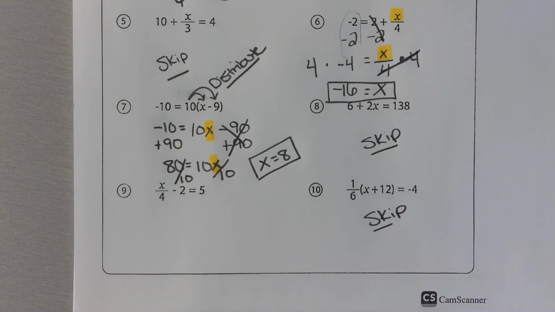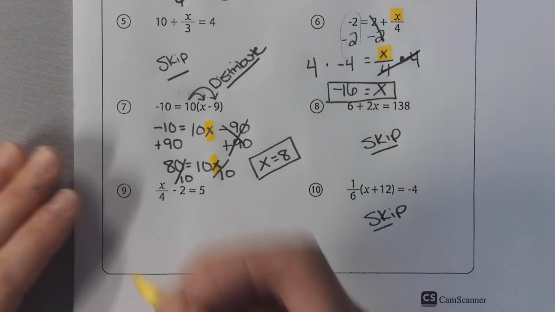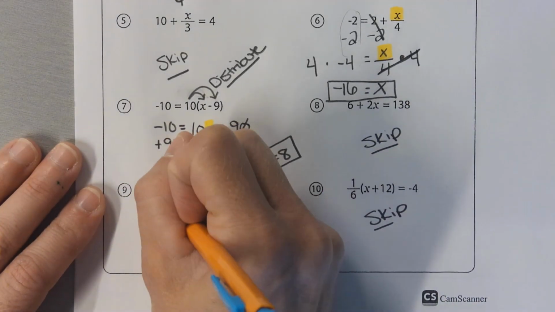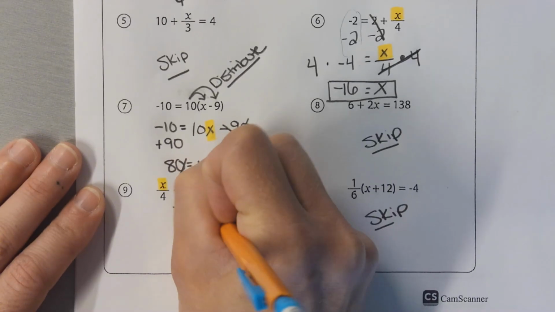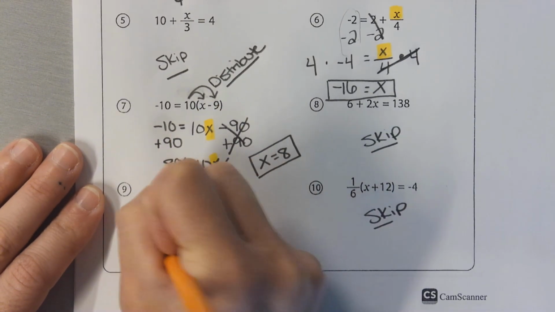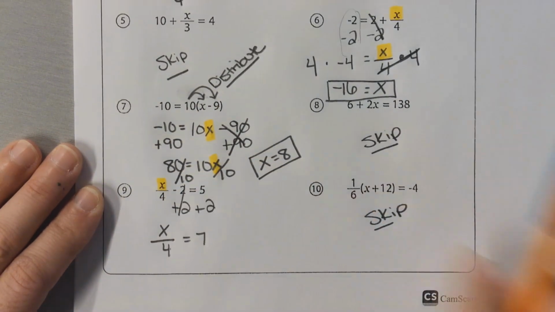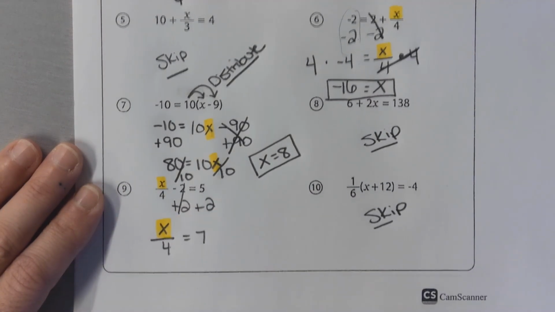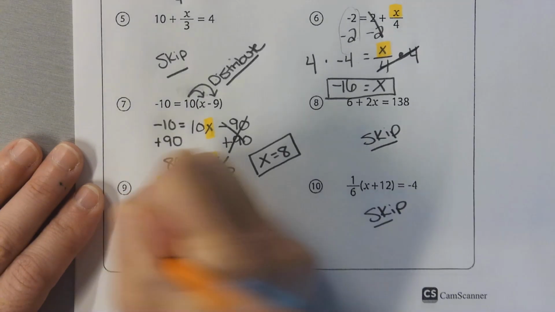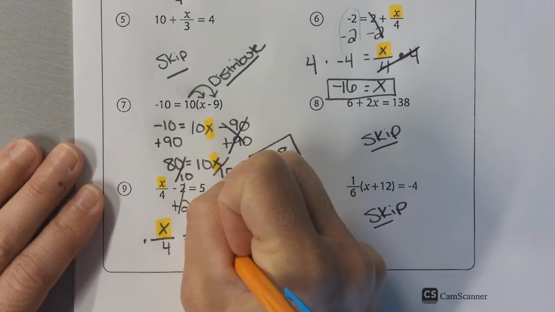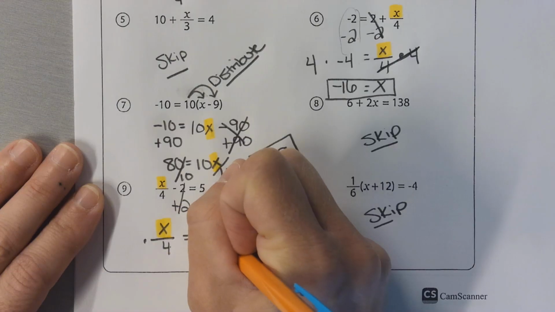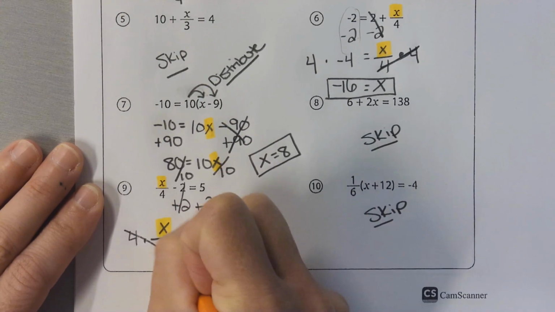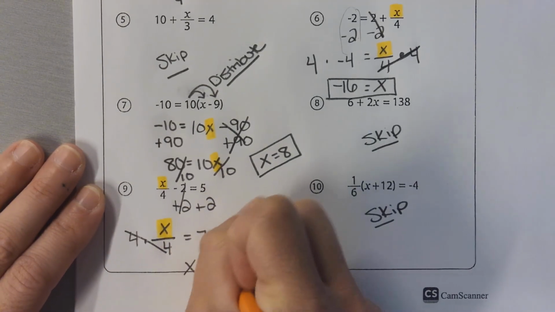All right, number 9. We're trying to get x alone. Last one we're going to do as a group. How can I get rid of the -2? Add it. Always thinking what's the opposite. X over 4 equals 7. Agreed. Still trying to get the x alone. Multiply by what? I'm going to multiply to the 7, but what am I going to multiply to it? 4 to get rid of the 4. Boom, gone. X equals 28.